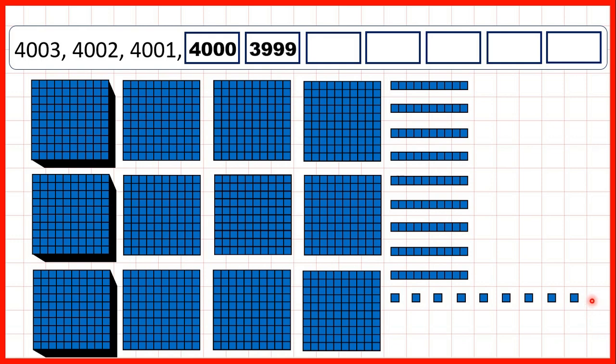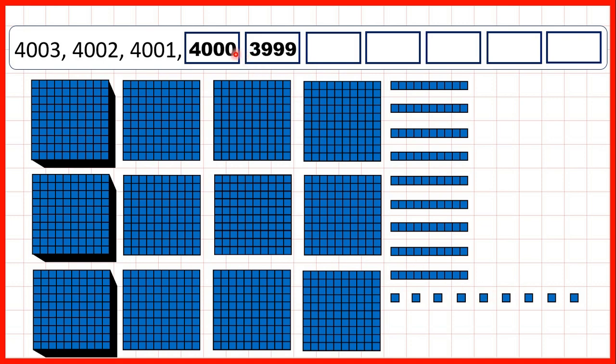So then, if we take one away from 4,000, we get 3,999. You can see that we now have 3 thousands, 9 hundreds, 9 tens, and 9 ones.